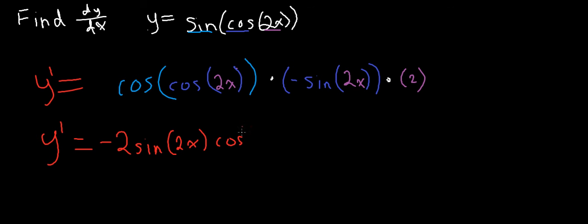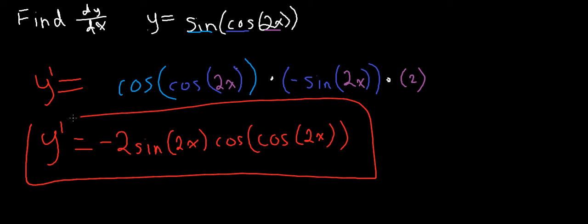But no, I can't. So then we're going to get the cosine times the cosine of 2x. That is the derivative that we were asked to find. That right there is the correct answer. And those are a couple examples involving trigonometric functions and finding the derivatives of trigonometric functions.